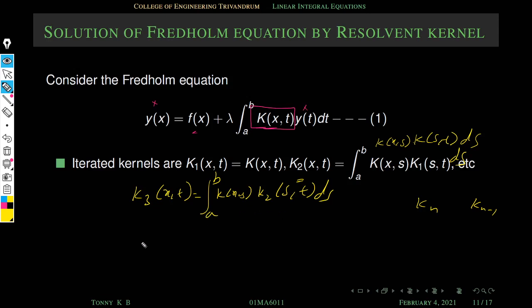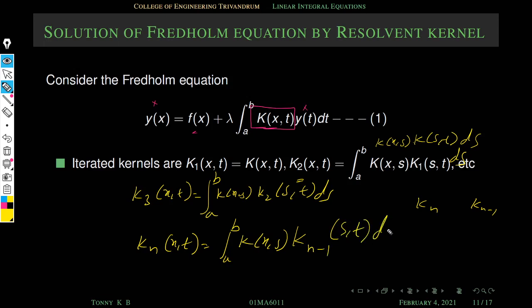In general we can define kn of x,t equal to integral a to b k(x,s), meaning we replace t by s in k(x,t), and k(n-1), we define kn using the (n-1)th iterated kernel, so k(n-1) of s,t ds. You can continue like this. This is the idea of iterated kernel. K1 is k(x,t) itself. Then we define k2 using k1, then k3 using k2, like that. They are called iterated kernels.